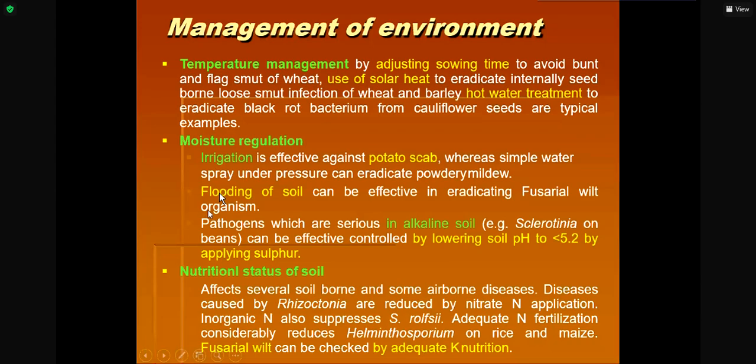Okay, and there are some pathogens which are abundant in alkaline soil, for example, sclerotinia. So these fungi are abundant in alkaline soil. So we have to make the soil acidic by lowering the soil pH by applying sulfur fertilizer, and we can manage the nutrient status. There are some pathogens which like nitrogen, some which like potassium, some which like phosphorus. So we have to know the nature of the pathogen, and by doing so we have to regulate the pathogen by manipulating those nutrient contents.